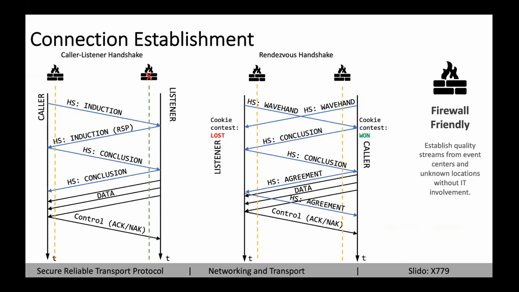In this case, the caller initiates a connection by sending an induction handshake. The listener sends a response handshake packet back to the caller. Peers exchange their configuration and the connection is established.